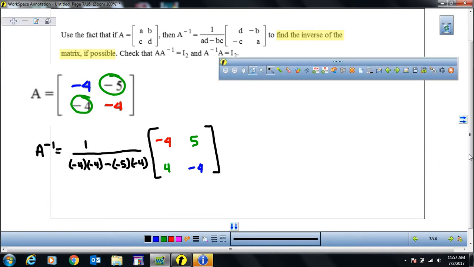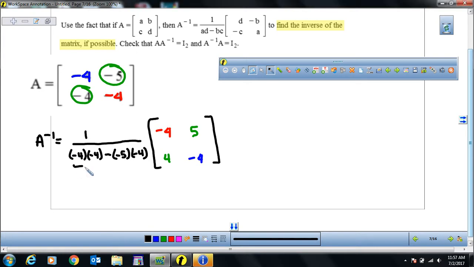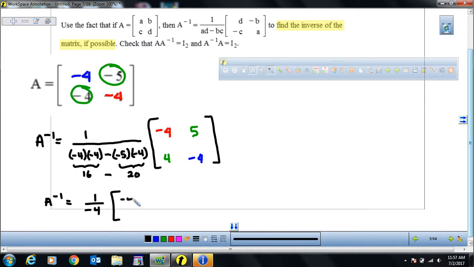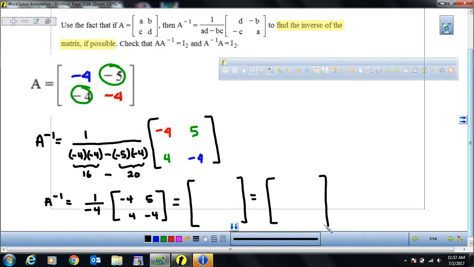Now, let's go ahead and find the value on the outside. -4 times -4 is 16. -5 times -4 is 20. So 16 minus 20 is going to be -4. So what we get there is going to be this. A inverse is going to be equal to 1 over -4, or -1/4, times -4, 5, 4, and -4. So to finish this up, what we need to do is multiply each one of these values by the 1 over -4.